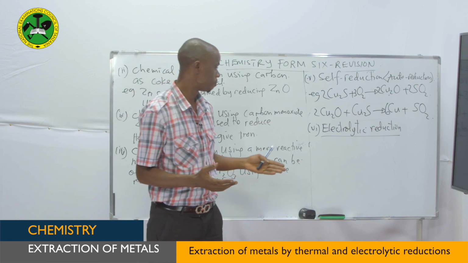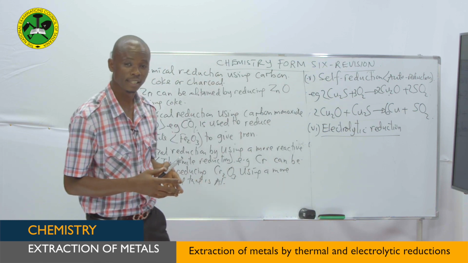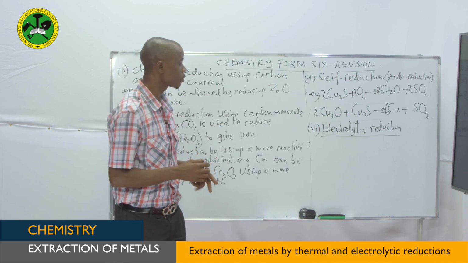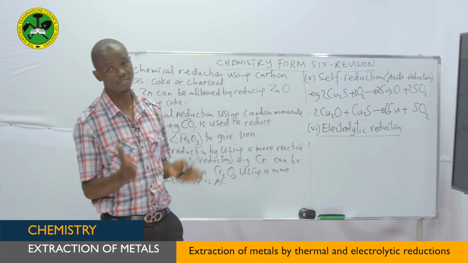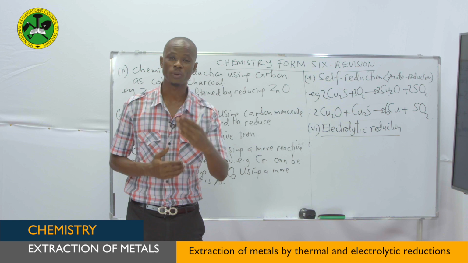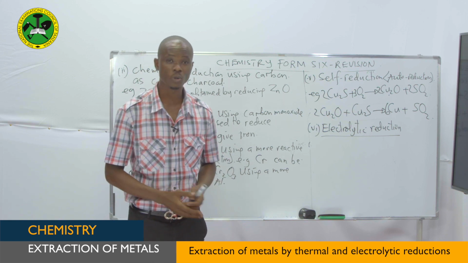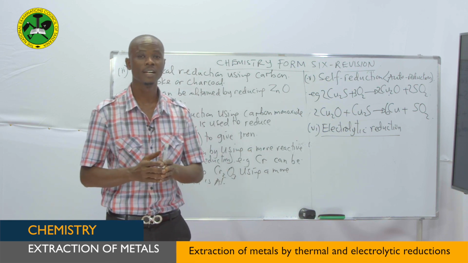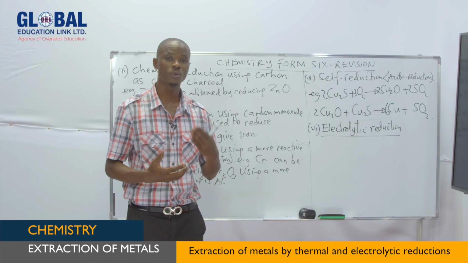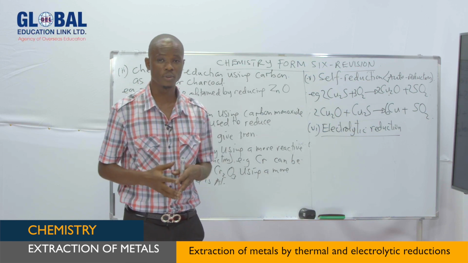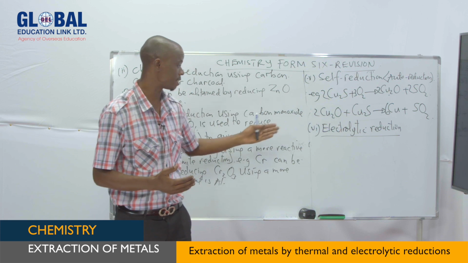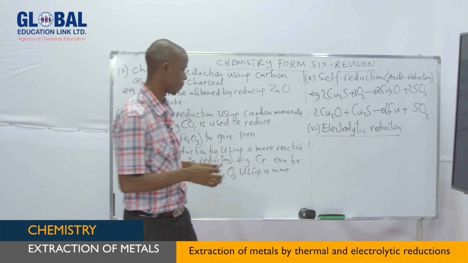But why? A common reducing agent cannot be used to reduce the reactive metals from group 1, group 2, and group 3, because these are the strongest reducing agents. So they need the strongest method of reduction, and automatically that is electrolytic reduction.